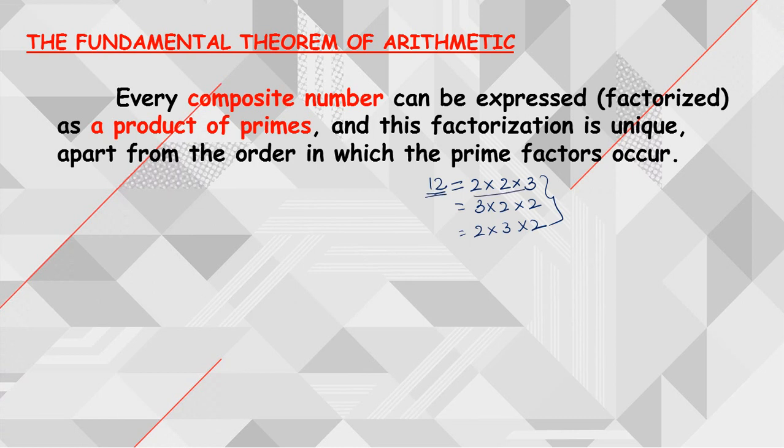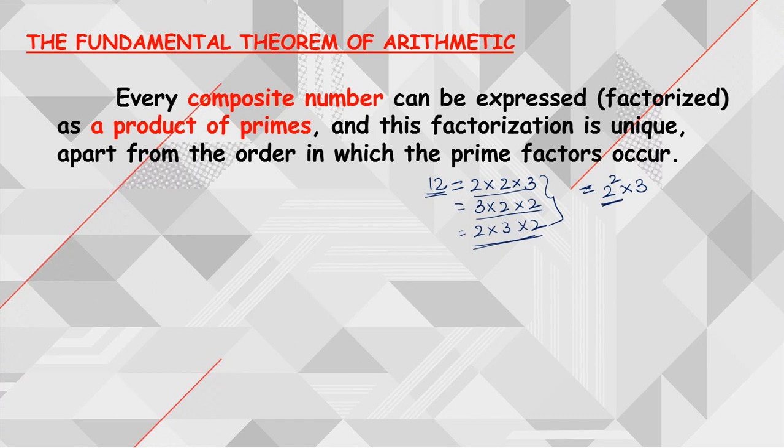Here the order is being changed, so the order is not important. This particular factorization we can also write as 2 square into 3. So every composite number can be expressed as powers of products of primes. Powers of products of primes means that if the same prime factor is repeated more than once, then you can simply write it as a power.